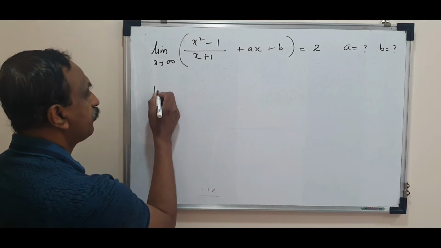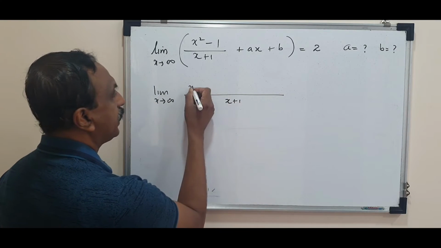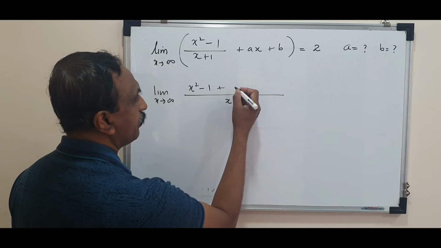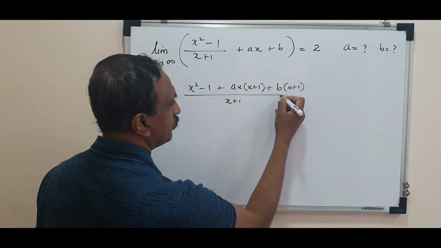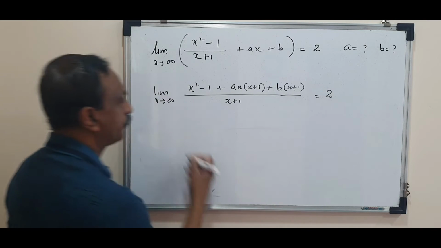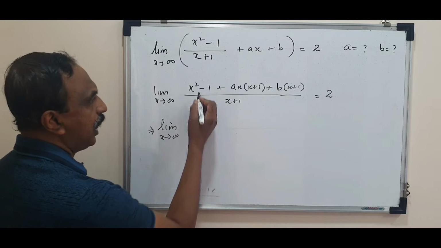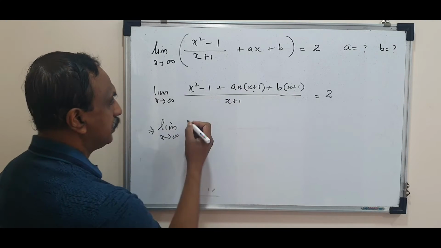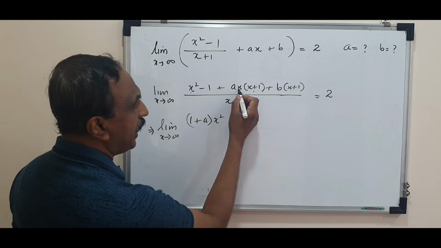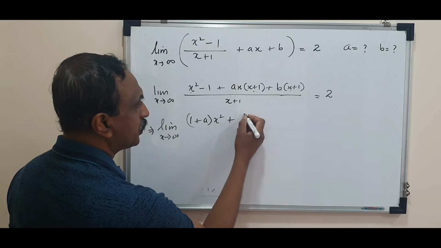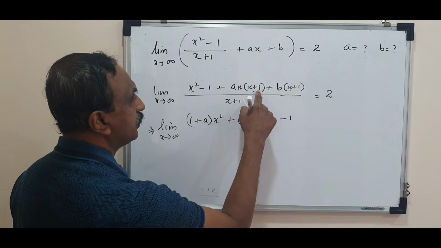So what I'll do is, first I will take the LCM, x plus 1. So I'll get x square minus 1 plus ax into x plus 1 plus b into x plus 1. This one's limit should be 2, that is limit x tending to infinity. How many x square terms? 1 here, 1 here. So 1 plus a into x square. X terms are ax into 1 and bx. So a plus b into x. Constant terms are minus 1, then b.